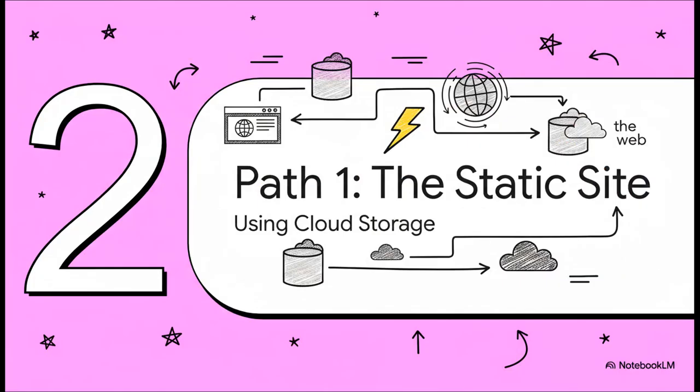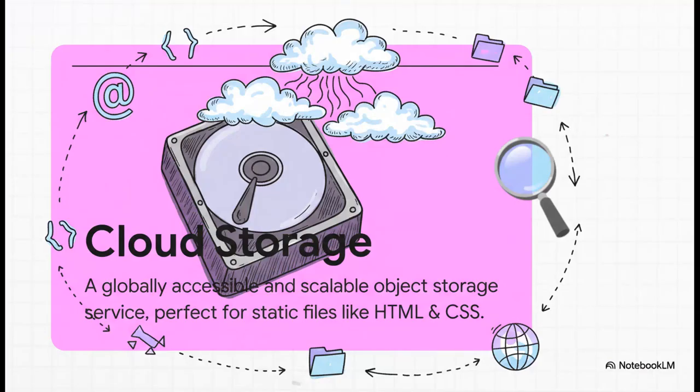First step, path one, the static site. Let's start with the absolute basics, right? Hosting a static website. This is, hands down, the fastest way to get something live on the web using GCP. It's a skill you've just got to have. So what's our tool for the job? Google Cloud Storage.